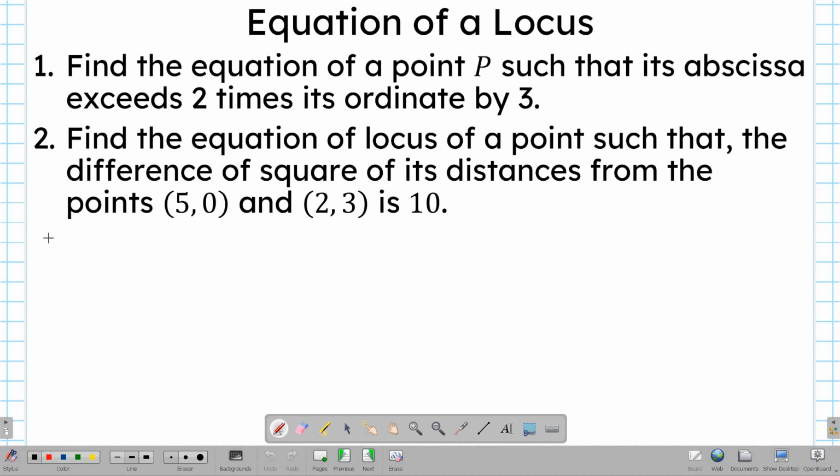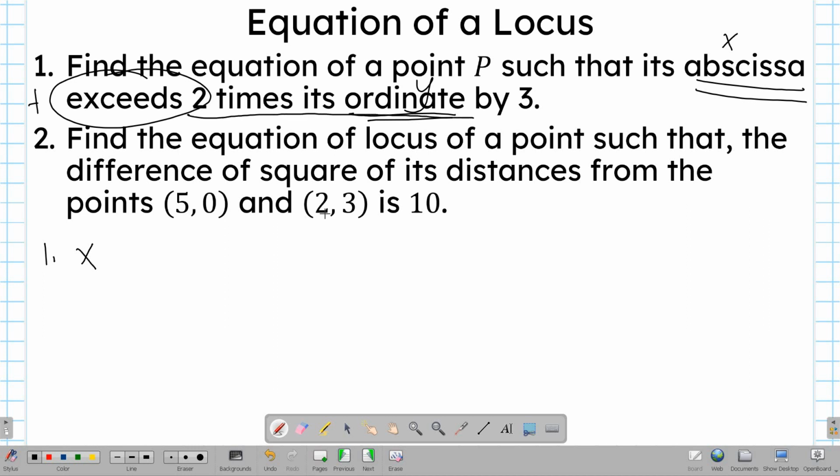So, paano kaya yun? Such that its abscissa, so the abscissa, if you remember, that's the x-coordinate. The abscissa exceeds 2 times its ordinate by 3. So the ordinate is our y-coordinate. So the abscissa exceeds, pag sabi exceeds, that would be addition. So exceeds 2 times its ordinate by 3. 2 times its ordinate, edi 2y exceeds by 3.